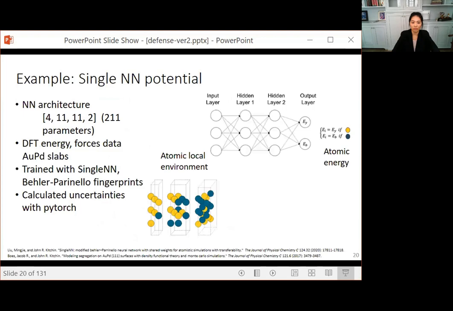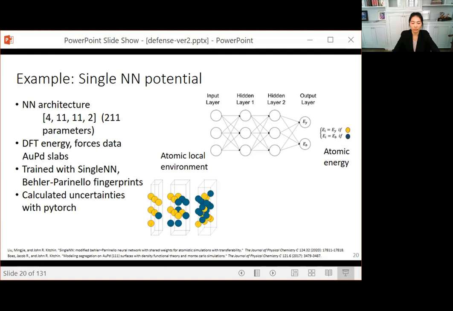So I'm showing an example for the SingleNN potential, and SingleNN was developed by Mingjie from our group. And in this example, we have a neural net architecture of 4 input dimensions, 2 hidden layers with 11 nodes each, and 2 output dimensions. So that's a total of 211 parameters. And our data is DFT energy and forces for AuPd slabs. And then we train this with SingleNN and PyTorch, and we use Behler-Parrinello fingerprints. That is like a weighted coordination number. And then we calculated these uncertainties afterwards, after training, with the delta method in PyTorch.